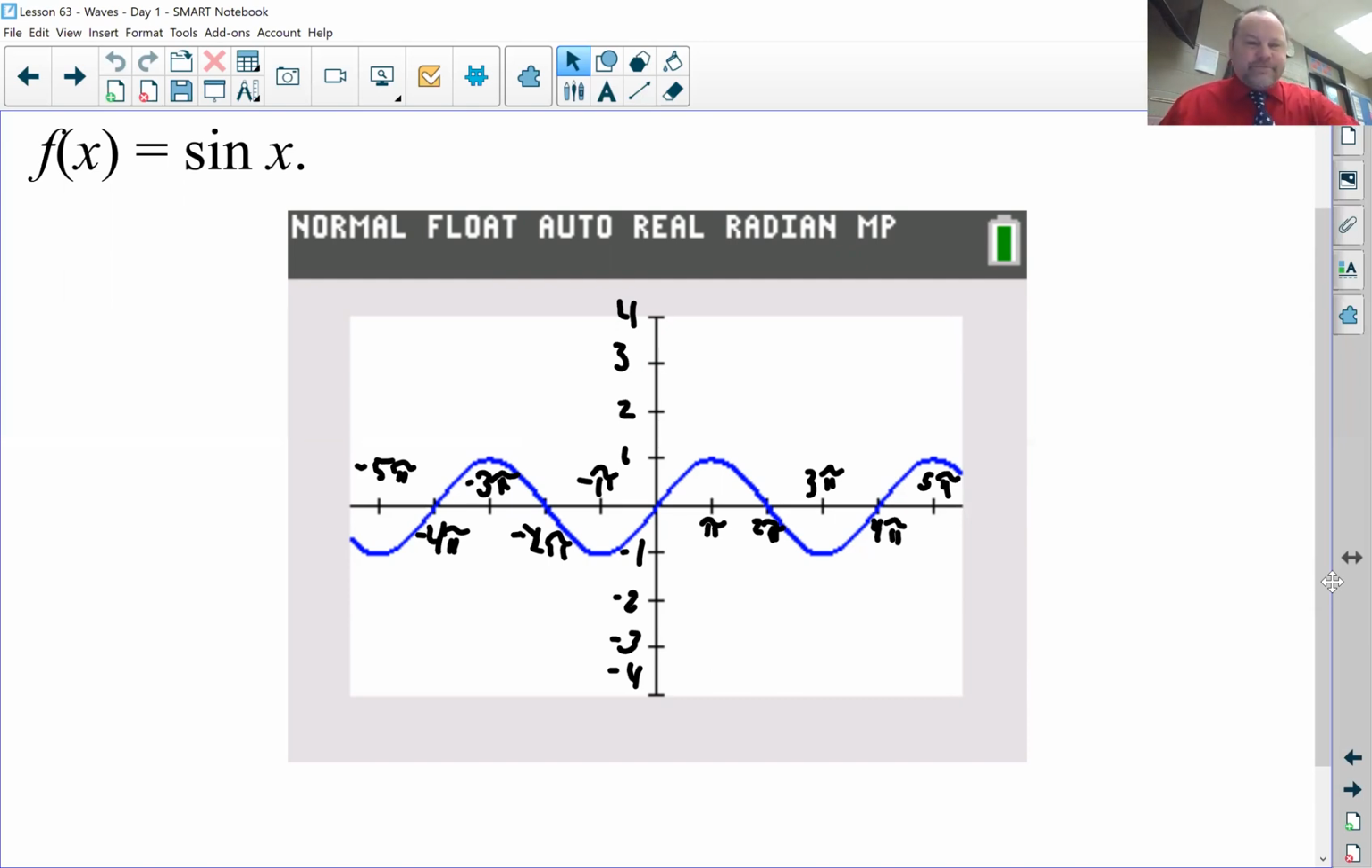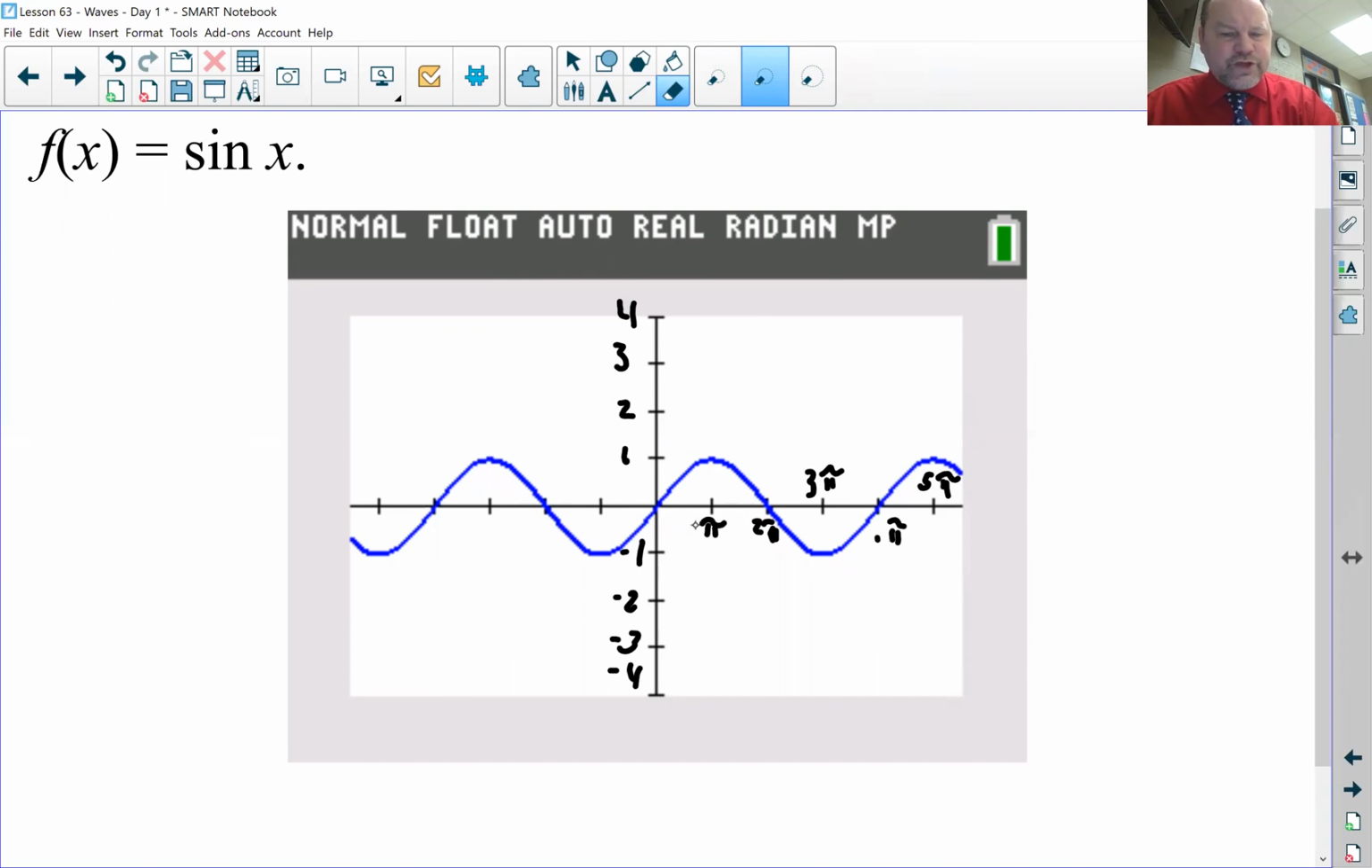And then you can also see it does repeat itself. You know, we've got this part of the graph, that would be one period, 2 pi. Oops, I mislabeled this. Let me try this again. I mislabeled this part. Shame on me.